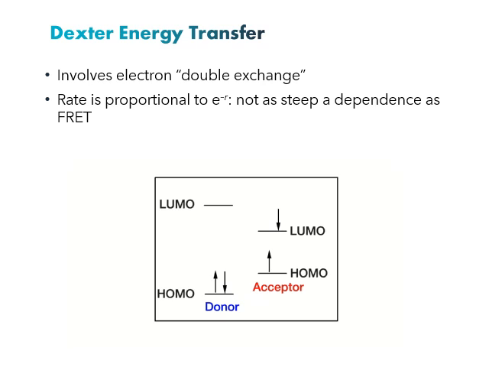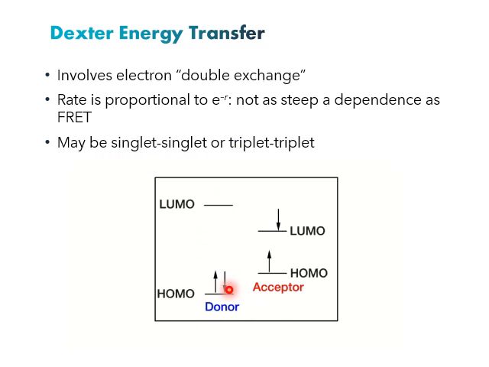The distance dependence for Dexter energy transfer is different. It's proportional to e to the minus r, where r again is the distance between them. So it's not nearly as steep of a dependence as FRET, and so that distance dependence, which also then manifests as a concentration dependence if you're doing it bimolecularly, that can be a way of distinguishing FRET from Dexter. And another thing about Dexter is that it may involve either singlet states or triplet states. It's typically the spin is conserved.